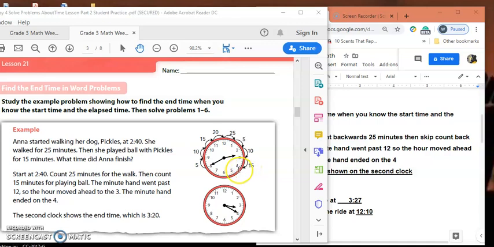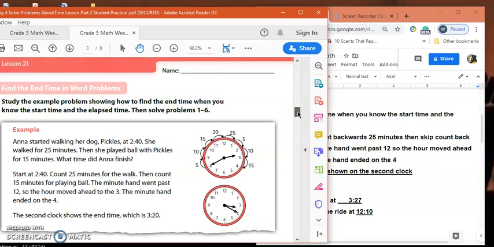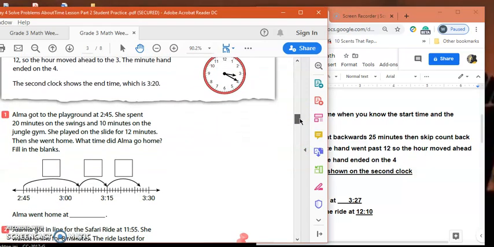And as you see, the arrow is right there on the 4, which makes it 20. If you go from the o'clock, 5, 10, 15, 20. So we can say, as you can see on the second clock, that the time shows 3:20. Okay, so Anna finished walking her dog Pickles at 3:20. All right. Let's go on to the next one.